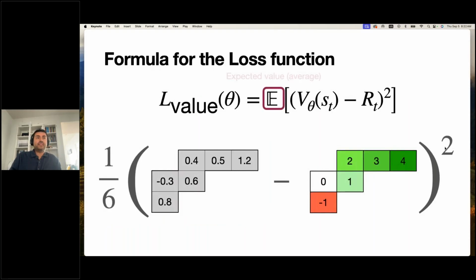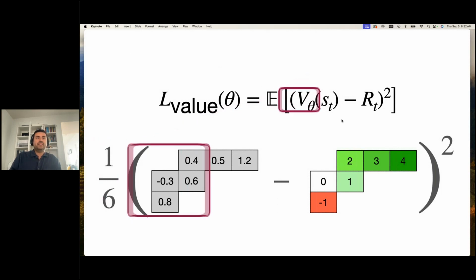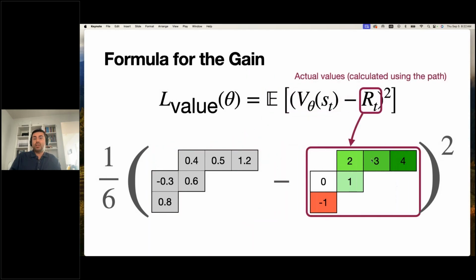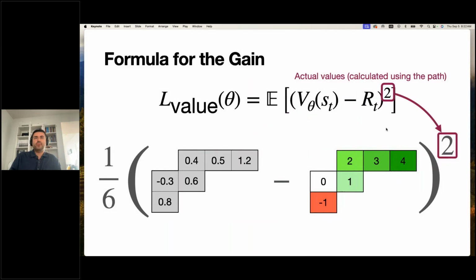The expected value is the average. We divide by 6. This V theta of s_t is the value, where s_t is the state and theta is my parameters. These R_t are the actual rewards, the values, and this square is here. So the formula, as ugly as it looks, is really just telling me how far my values are from the values the neural network gives me.